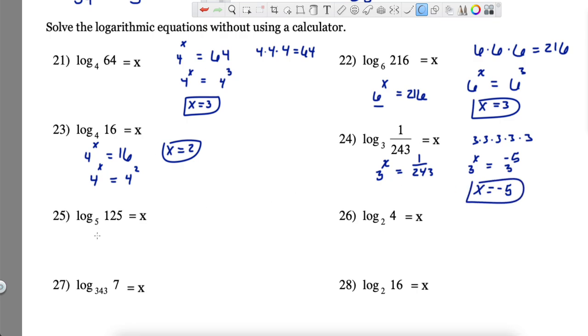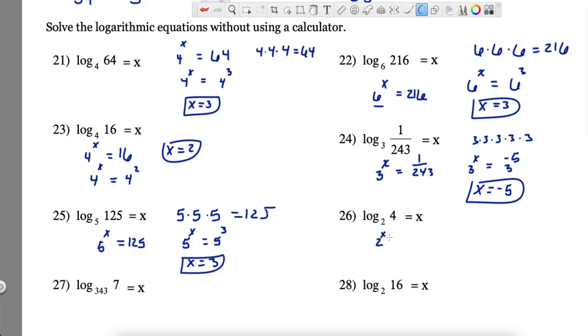Log base 5 of 125 is x. So 5 raised to the x is 125. I hope this is easy. We know that 5 times 5 times 5 is 125, so we can rewrite this as 5 to the x equals 5 to the third. x is 3. And a lot of 3s here for x.